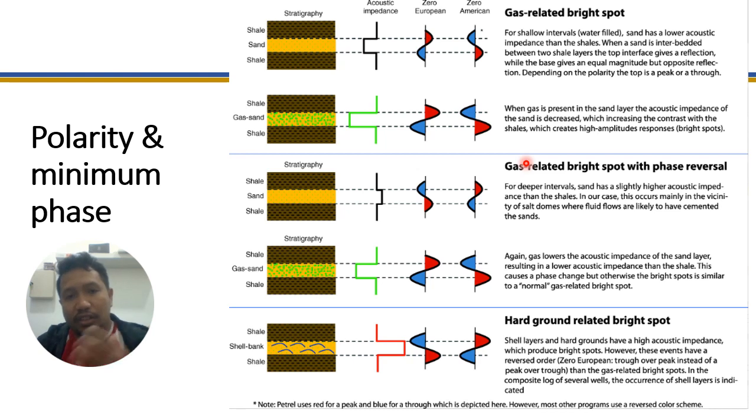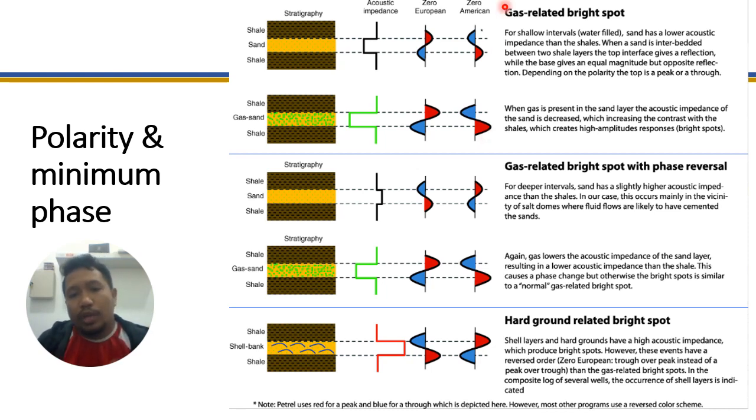This is the most common type of bright spot, caused by the reflection of waves from a layer of gas bearing sand. The bright spot is bright because the acoustic impedance, AI, of the sand is lower than the acoustic impedance of the surrounding shale at shallow subsurface. So this is the case in the shallow subsurface.